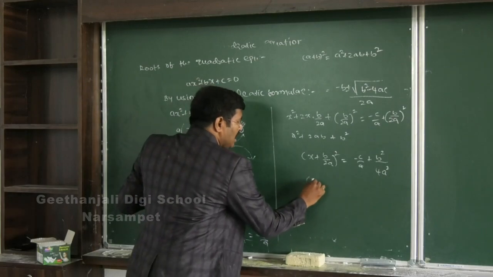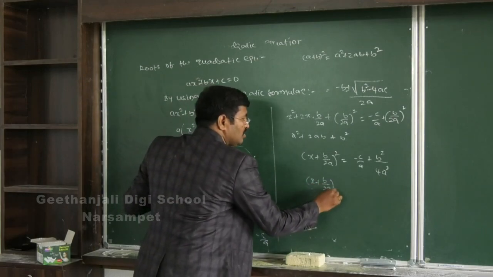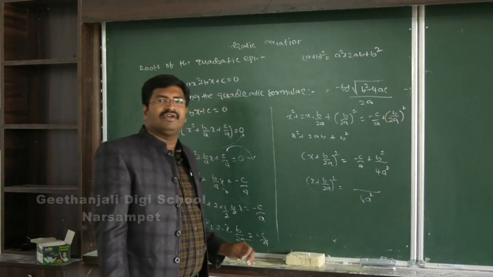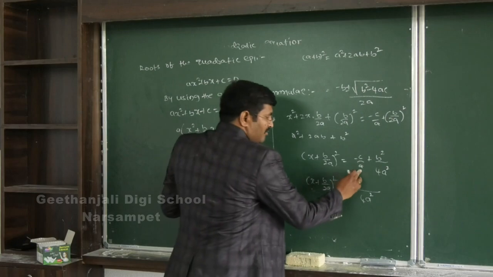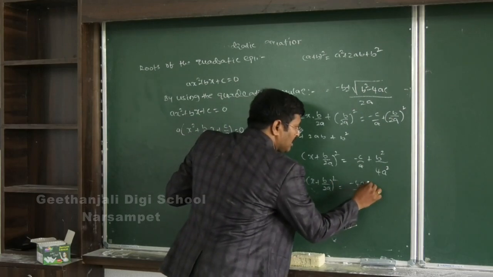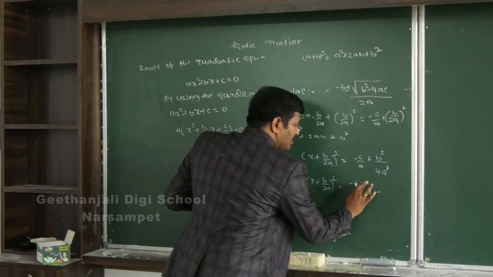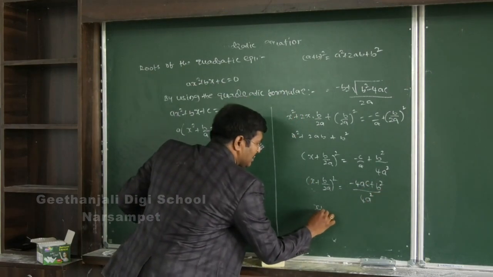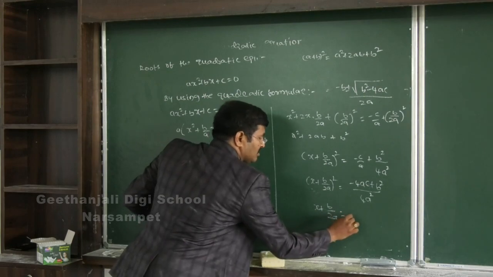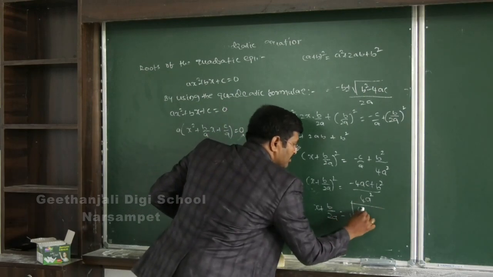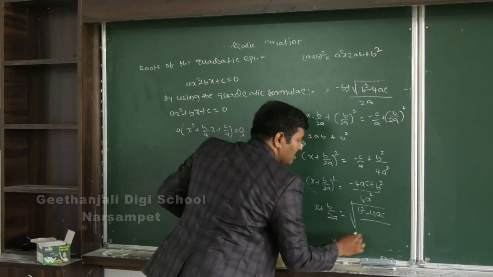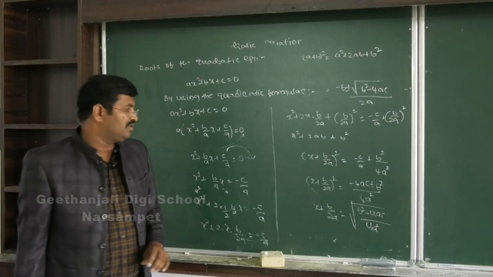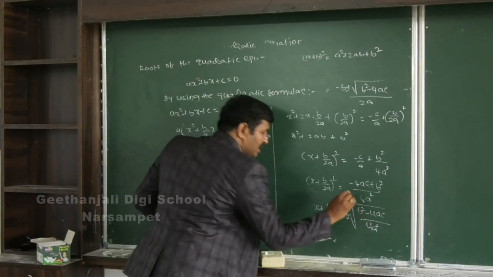Then what can you write? X plus b by 2a whole square is equal to, taking 4a square as the LCM, b square minus 4ac by 4a square. Taking the square root on the right side, x plus b by 2a is equal to root of b square minus 4ac by 4a square. Then you can take plus or minus.